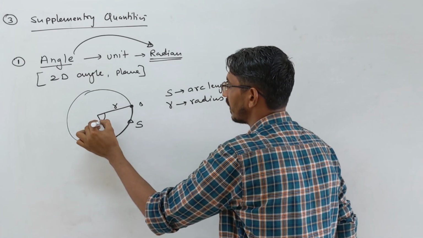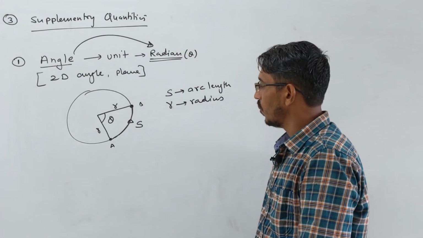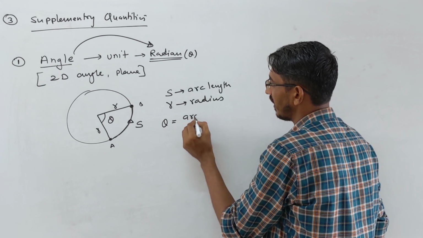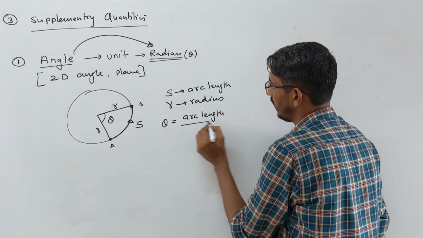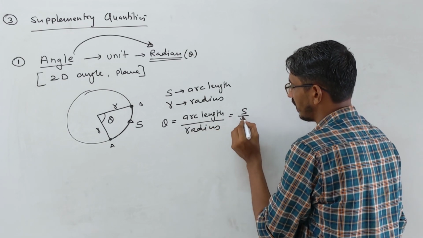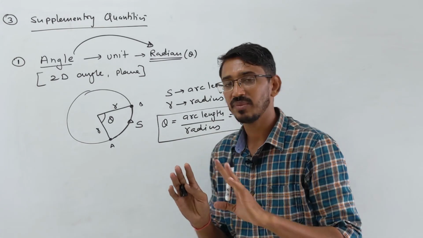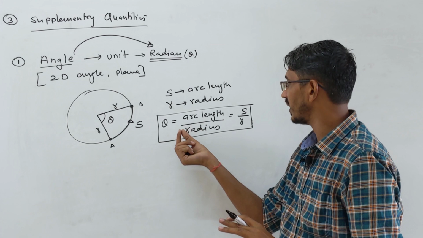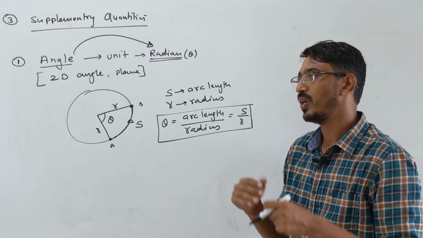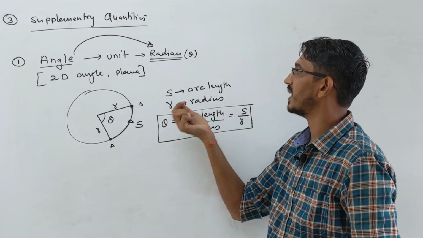So this is the angle covered. Let's call it theta. What is the definition of theta? This theta is nothing but arc length by radius, meaning S by R. That's the formula of your theta. So when you divide arc length by radius in a circle, you should write theta in radian, not degrees. If you want, you can convert, but you should write it in radian. Radian is the SI unit of angle.